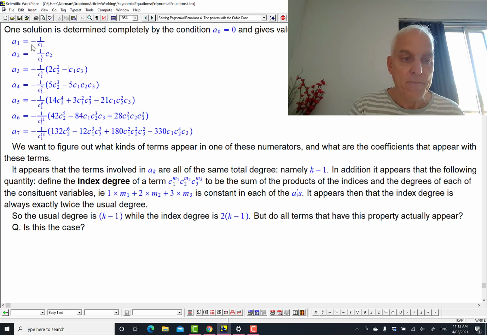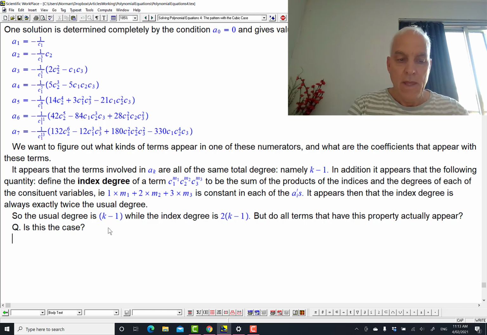And now we can ask, okay, there's these minus signs in front here, but in these terms here, which terms have plus signs in front of them and which ones have negative signs in front of them? So how about the negative signs? Here there's a negative sign in front of C1 and C3. Here also in front of C1, C2, C3. Here in front of C1, C2 squared C3. Here in front of C1, C2 cubed C3. Here in front of C1 cubed C3 cubed. And here in front of C1, C2 to the fourth C3.